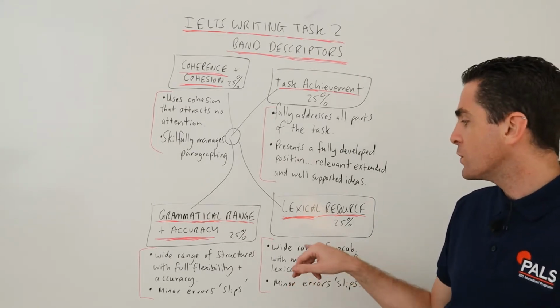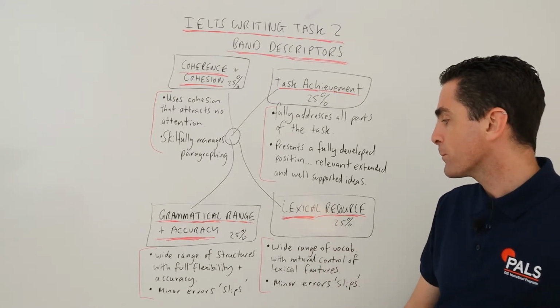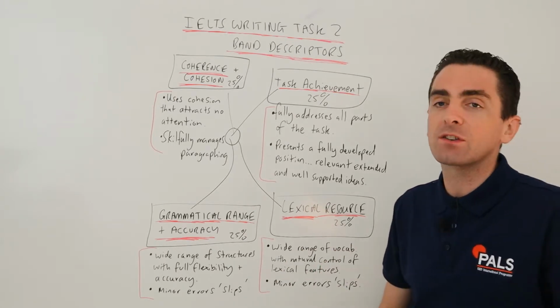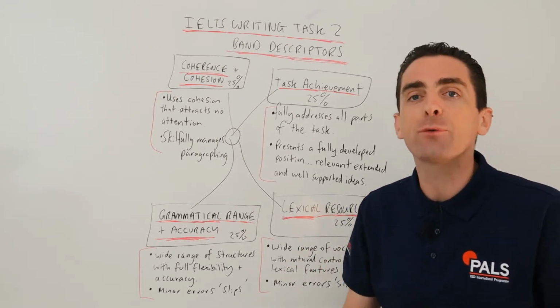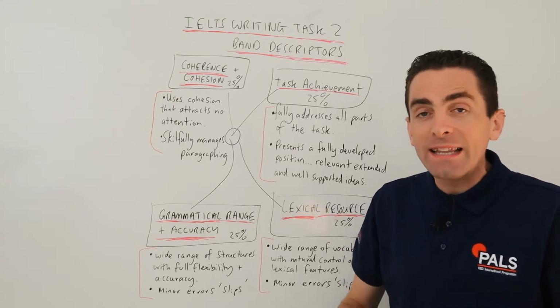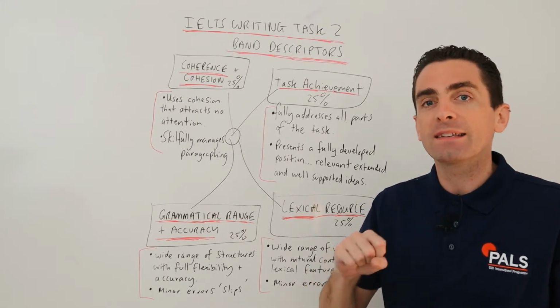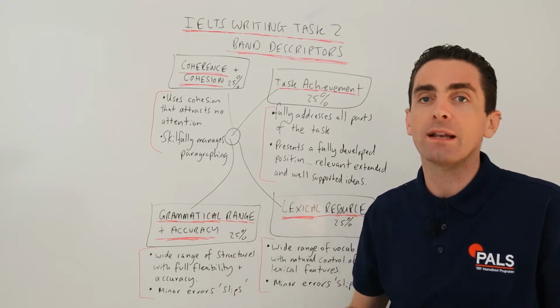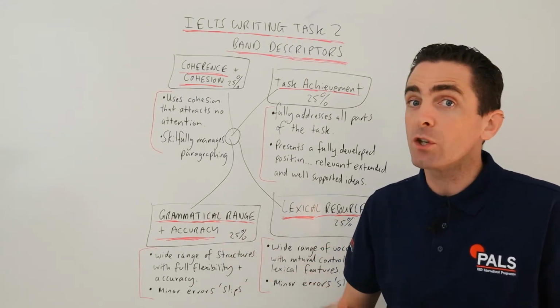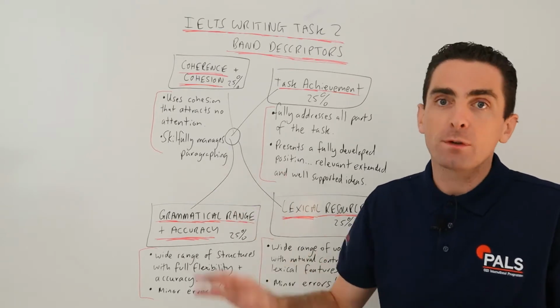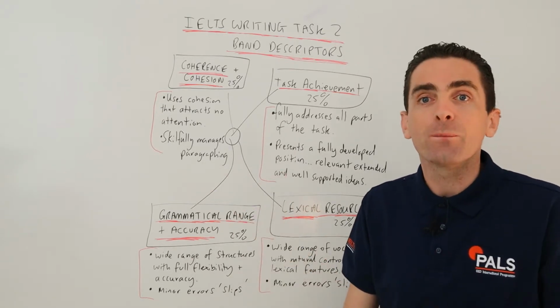Well, you have to use a wide range of vocabulary with natural control of lexical features. Now, later in the course, again, we'll be looking at how to grab these points, okay? The examiners like things like collocations. They like things like lexical chunks. And if you don't know what those things are, well, you'll see it in a later video, okay?